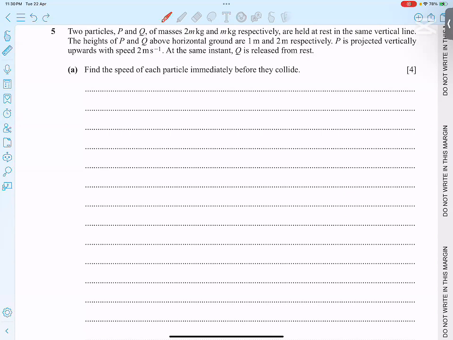So the diagram is very important. As I said before in my previous lectures, let's say this is the ground. And imagine this is 1 meter, till here. And this is another 1 meter.